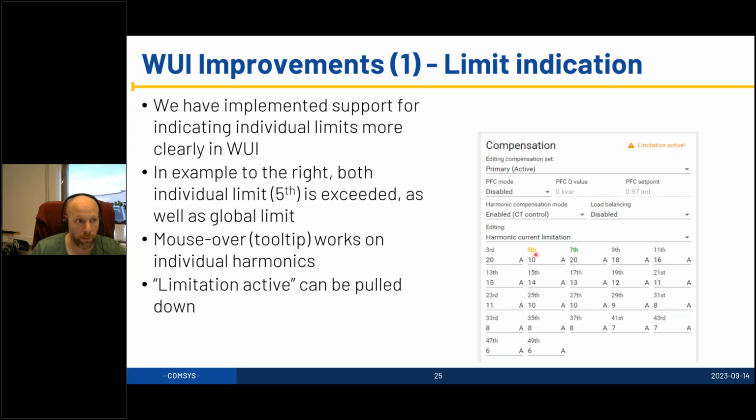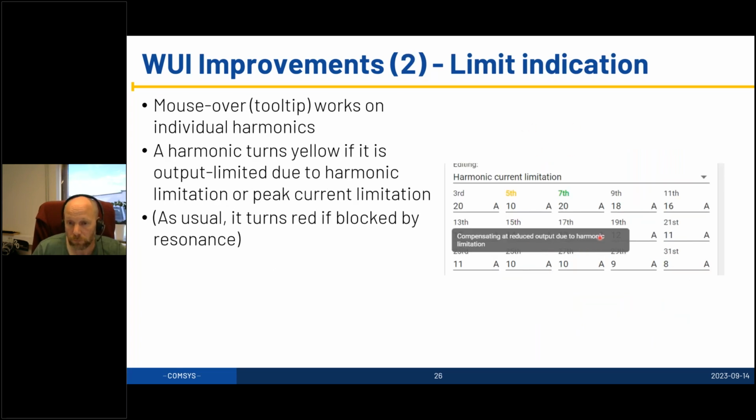And if you make a mouse over here, you can see that it's compensating at reduced output due to harmonic limitation. So what it means is that maybe you're on site, you have commissioned your system, and you don't know why you're not getting more power out of the system. Or maybe you were expecting a different result. Now, when you're running at maximum power, you will see that the fifth harmonic is actually limited. And you will get the feedback that, okay, if I need more compensation of the fifth harmonic, maybe I need to add more systems to the mix. So it's just a way for the system to indicate what is going on.